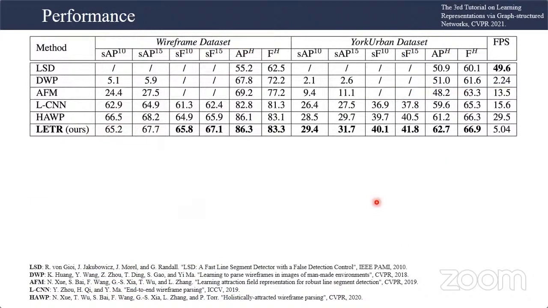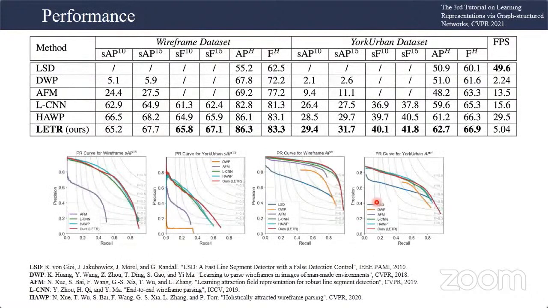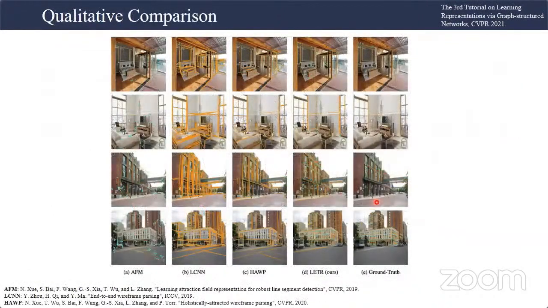And here we show more comparison between LETR and the existing methods on the Wireframe dataset and the York Urban dataset with the quantitative measures. LETR achieved competitive results when compared to the existing approaches. And here we show a qualitative comparison between LETR and some existing approaches. Overall, LETR shows a cleaner solution than the other methods.